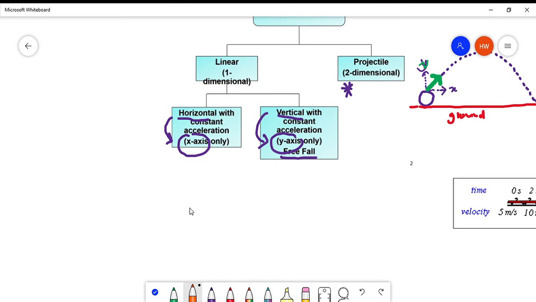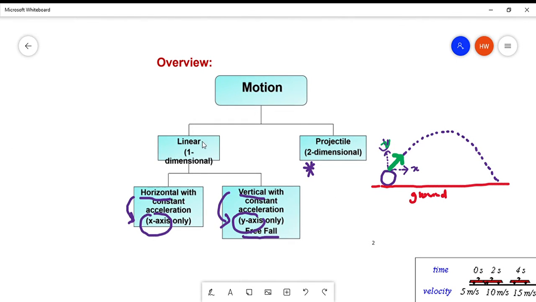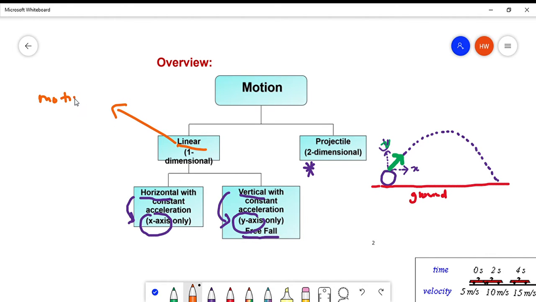So, linear motion is motion in a straight line. Basically, linear motion is a motion in a straight line. It will be either along the x-axis or the y-axis, to the left or upward. All of this is what we call motion in a straight line.